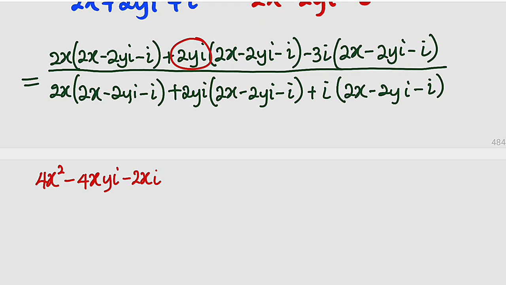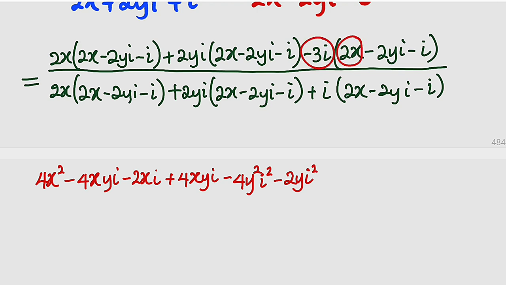2yi times 2x will give us 4xyi. Then 2yi times negative 2yi will give us negative 4y squared i squared. Then the last term, 2yi times negative i, will give us negative 2yi squared. And lastly, we have negative 3i times 2x, which gives negative 6xi. Then negative negative is positive: negative 3i times negative 2yi gives 6yi squared. Then lastly, negative negative is positive: negative 3i times negative i is 3i squared.